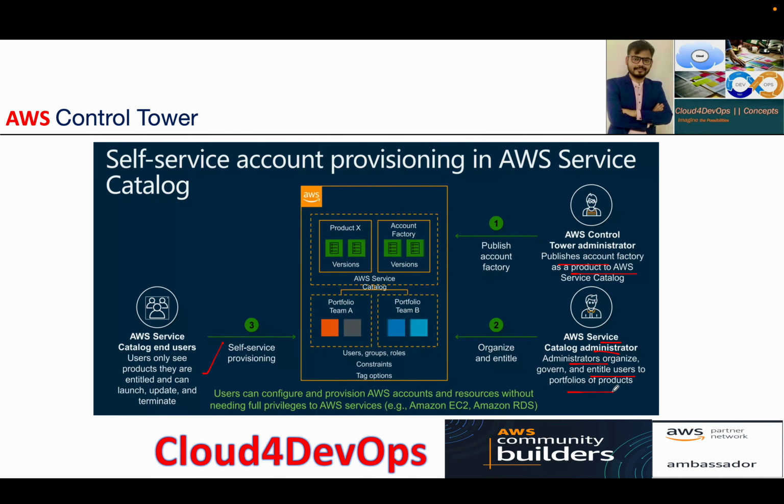If I get time in the near future, I will definitely do a video on Service Catalog. This is another interesting topic which you can play around with. So for example, product X, then Account Factory, portfolio A, portfolio B. That's how the level of segregation works. So a user can configure and provision AWS account resources without needing full privileges. You don't need to provide administrator access. It can be created without admin access as well.